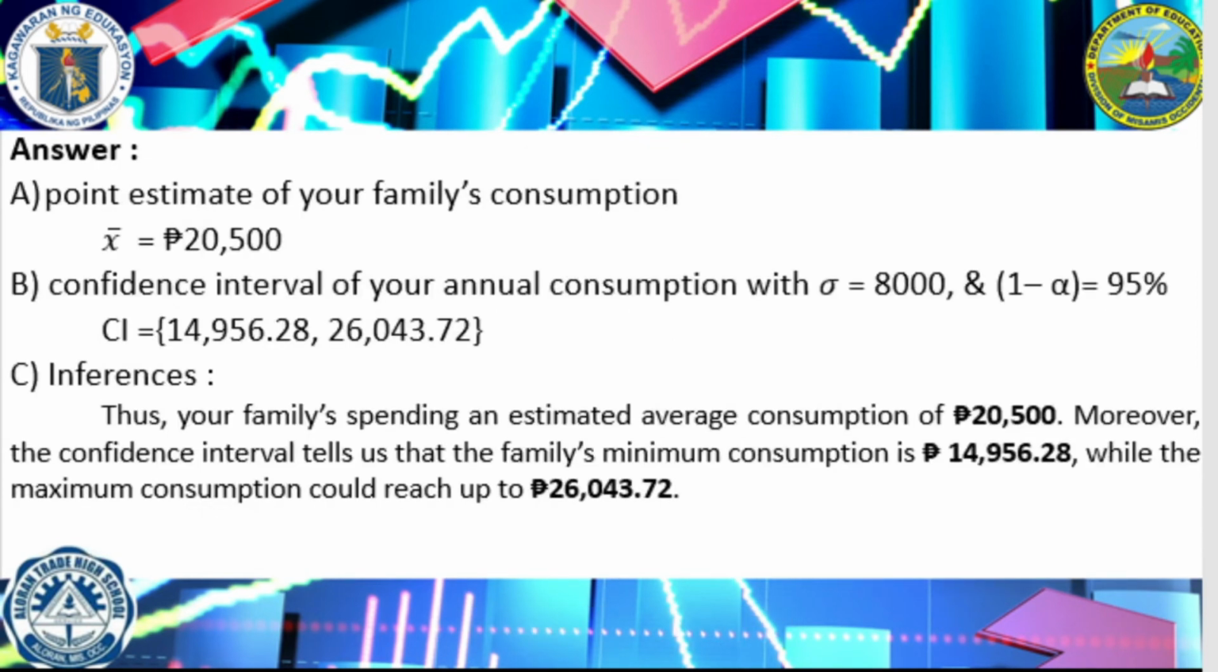So for our answers, we have A, the point estimate of your family's consumption is 20,500. And for B, the confidence interval of your annual consumption with standard deviation of 8,000 and confidence level of 95% is 14,956.28 and 26,043.72. So for our inferences, we have, thus, your family is spending an estimated average consumption of 20,500. Moreover, the confidence interval tells us that the family's minimum consumption is 14,956.28, while the maximum consumption could reach up to 26,043.72.